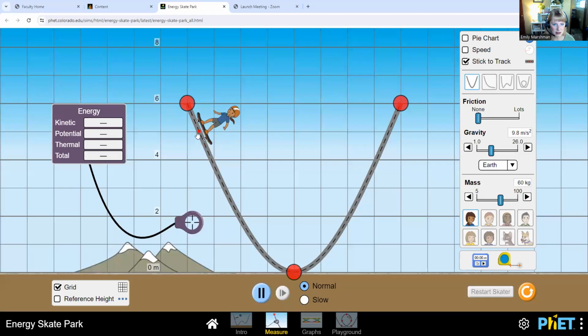So let me bring up the simulation again. Sorry, I'm bouncing back and forth. Let's put the skater at, I'm just going to say 5. I'm going to put it around 5 meters. Okay, and then release.